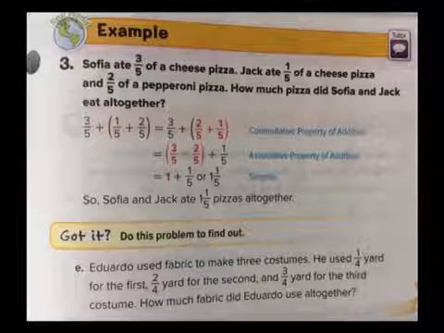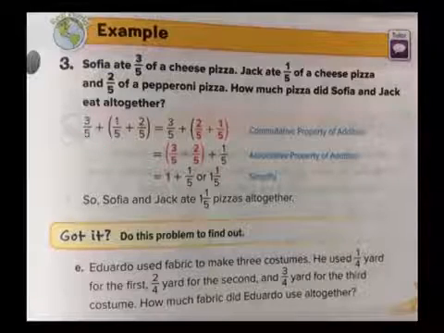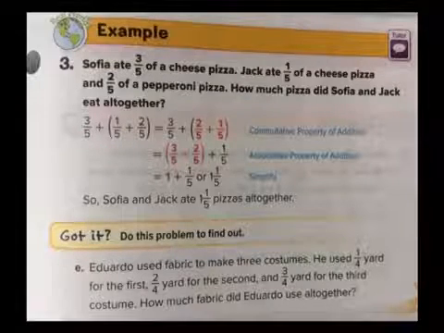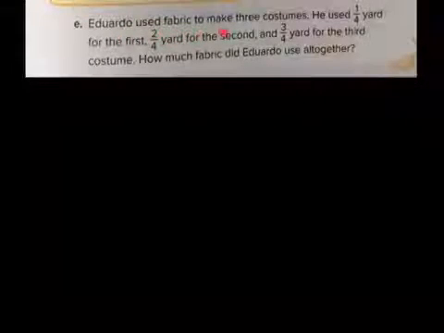Again, for the sake of saving time, please take a look at example 3 on your own, follow it, read it, and then see how it's solved. Now let's try E together. Let's read it. Eduardo used fabric to make 3 costumes. He used 1/4 of a yard for the first one, so we have 1/4 of a yard.